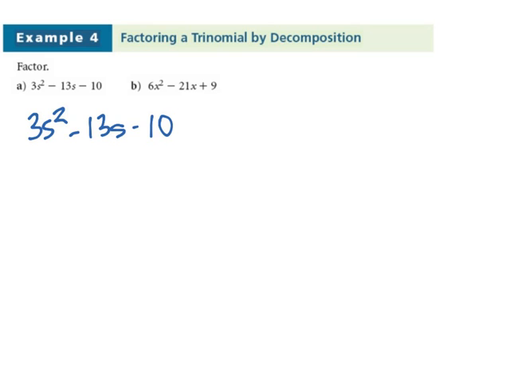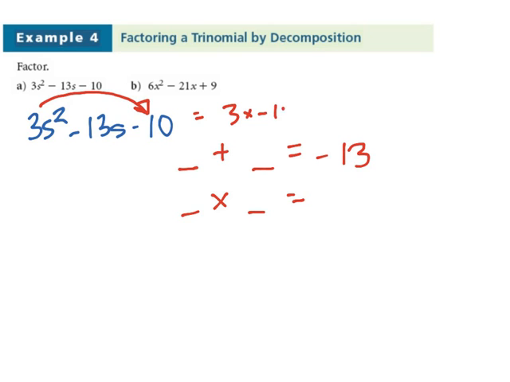The process of decomposition starts like so. We ask ourselves what two values add up to the middle term, which is negative 13, and what two values multiply to get the multiplication of the first and the last term, which is 3 times negative 10, which is in this case negative 30. So we multiply the first term and the last term together. And then a quick way to find these two values is to ask yourself about the factors of negative 30.